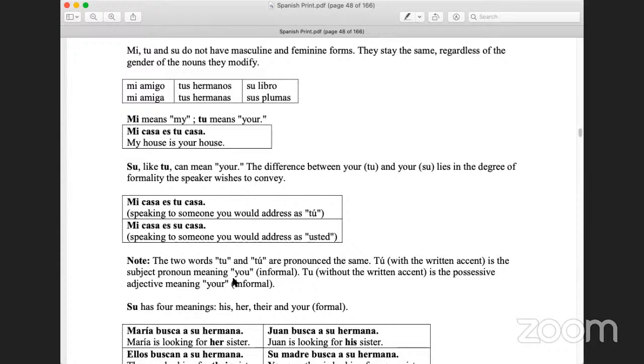Mi, tu, and su do not have masculine and feminine forms. They stay the same regardless of the gender of the nouns they modify.